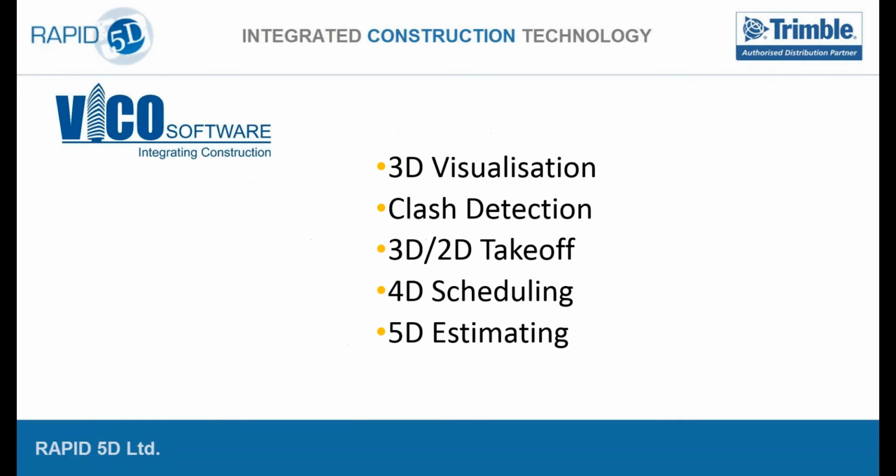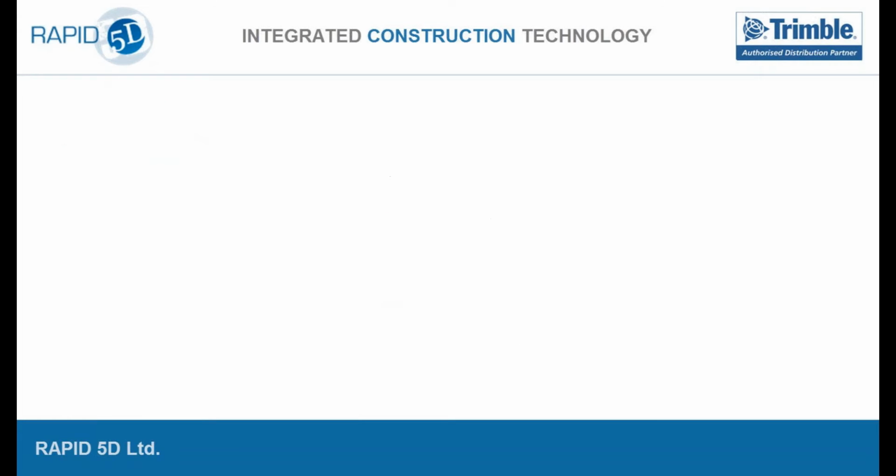So once again, we're using Vico Office for this webinar. So that's going to be 3D visualization. We've got some clash detection in there, 3D and 2D takeoff, 4D scheduling, and 5D estimating. So we're only taking a very small sample of what is the entire workflow of Vico Office for today, but it should give you an idea. So if I move on to Vico quickly.